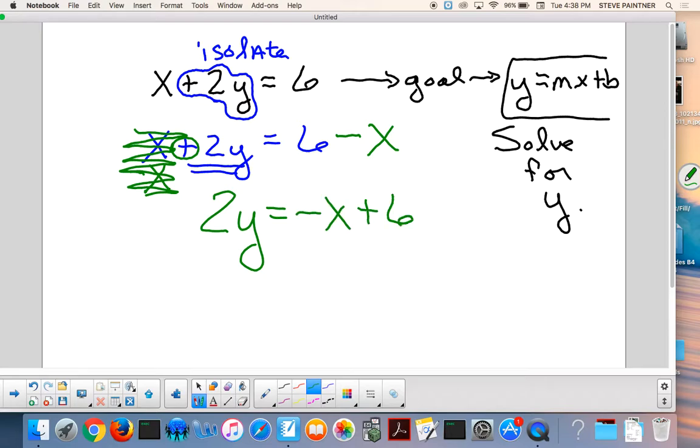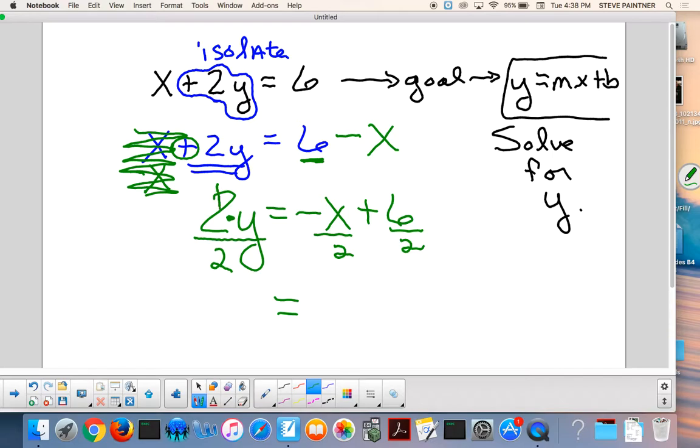All you have left is 2y equals, and I always try to put the x term first, then the constant second. 6 is called the constant. I always put it second. Next, you want to get rid of the multiplication part. Well, to get rid of it, you got to do the opposite of multiplying, which is division. But what you divide on the left side, you must divide on the right side.